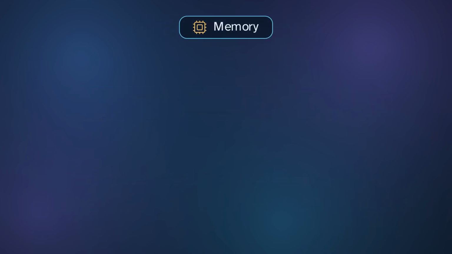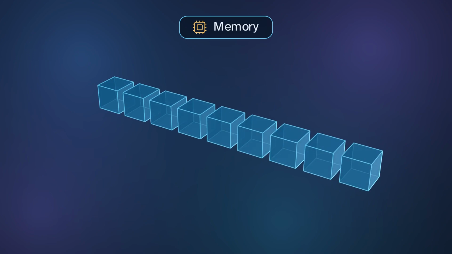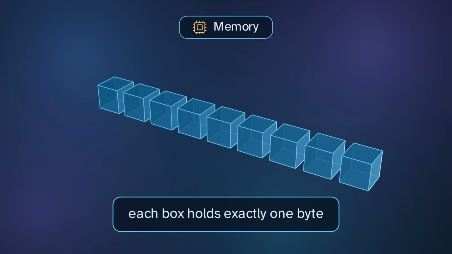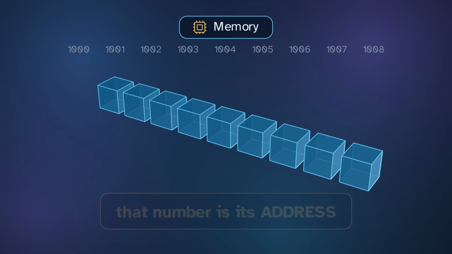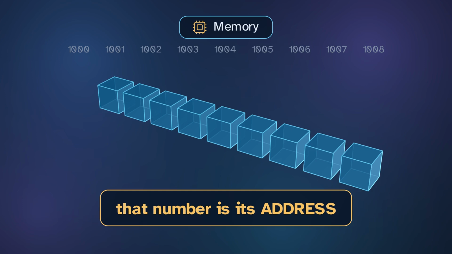Now, where do those bytes actually live? They live in memory. And memory is simpler than most people expect. Picture an enormous row of small boxes. Each box holds exactly 1 byte, and each box has a number painted on it. That number is called its address. Think of a very long street where every house has a number. The house number is not what is inside the house. It is how you find the house. Memory works the same way. The address tells you where, the byte inside tells you what.